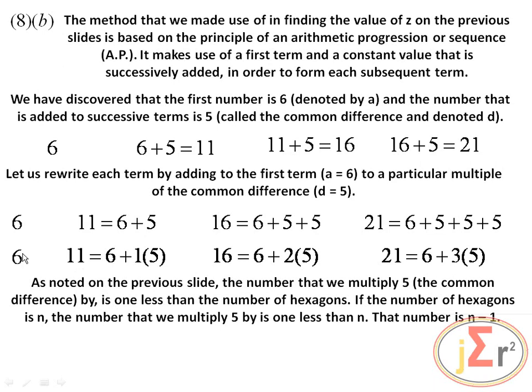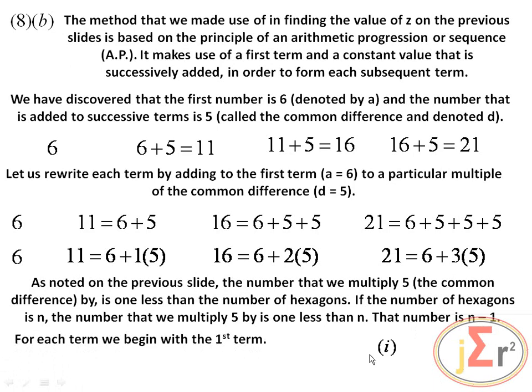So notice that is 6. 6 plus 1 times 5. For the third, 6 plus 2 times 5. For the fourth, 6 plus 3 times 5. Therefore, for the second hexagon, we add 1 times 5. For the third, we add 2 times 5. For the fourth, we add 3 times 5. What do we know? That for the nth hexagon, we will add 5, n minus 1 times.